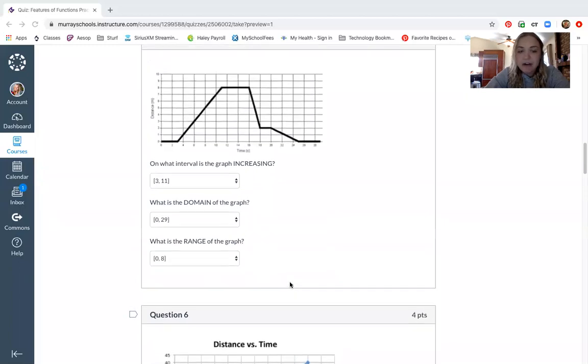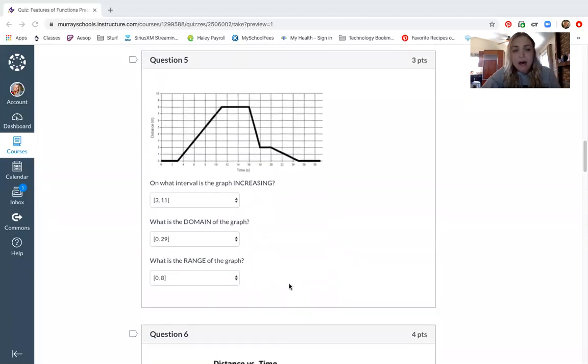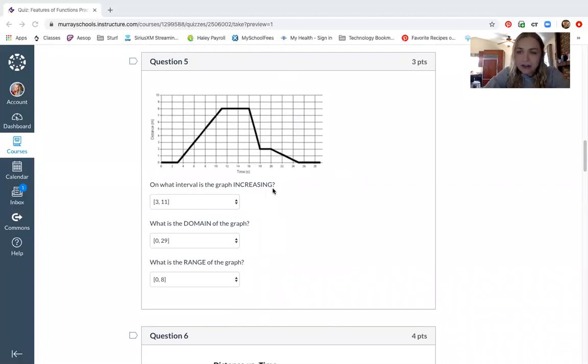Okay, good question. I'm gonna go back to this one really quick. Why is the interval for increasing from 3 to 11? So remember, it was increasing on that uphill section. So the reason it was 3 to 11 is we looked at where it started.